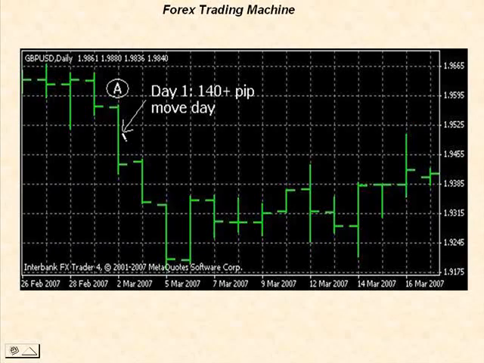The first element of a Cash Cow trade is a 140 plus pip move day. As we can see here, on the 2nd of March 2007, the market moved from a high of 1.9570, here is the high of the day, to a low of 1.9409. This is the low of the day. So we have a more than 140 pip move day, and this is element number 1 of the system, which has been fulfilled.